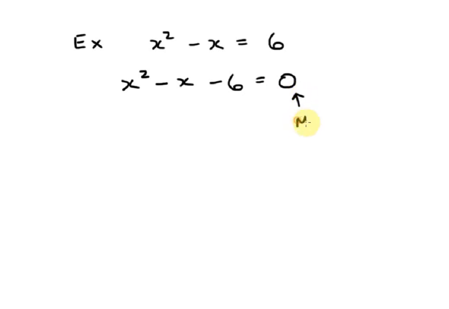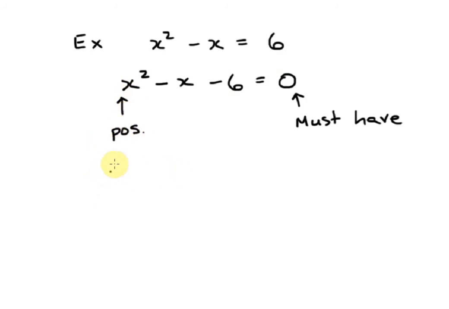So this is a must have. Okay, if you're going to solve by factoring, then you have to have 0 on one side of the equal sign. And I always like to move things so that this guy here, the x squared term, stays positive. And that's why I chose to move the 6 over rather than to move the x squared and the negative x to the right side. This keeps the x squared positive.